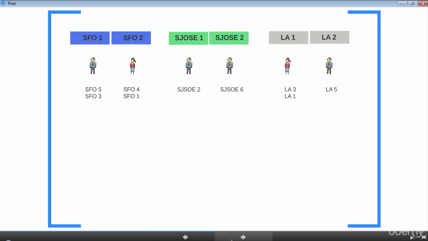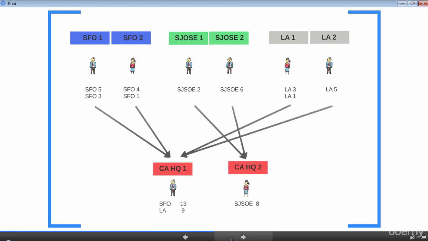You can also do the same thing at the headquarters. Let's divide the headquarters into 2. California headquarters 1 and California headquarters 2.